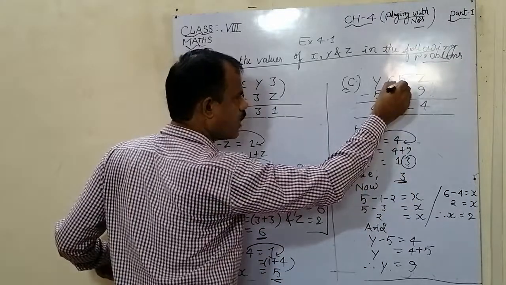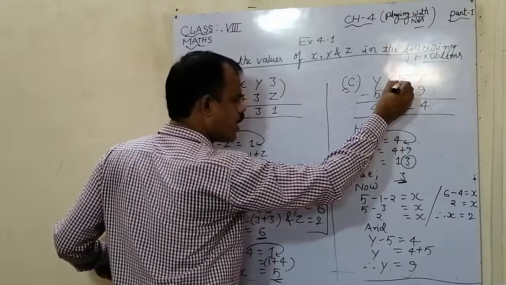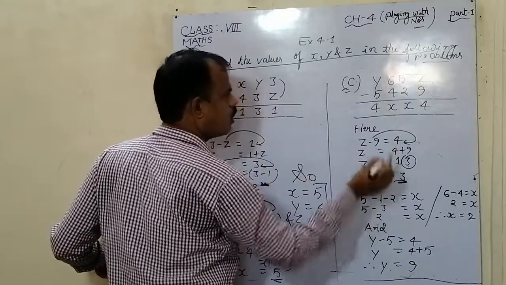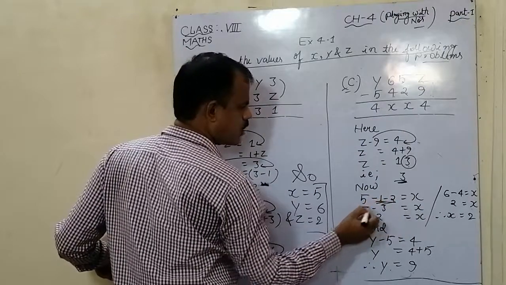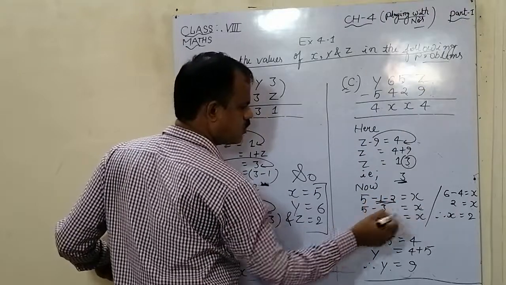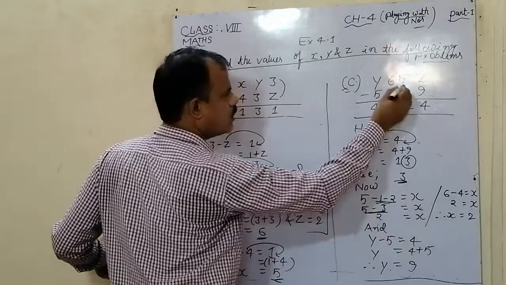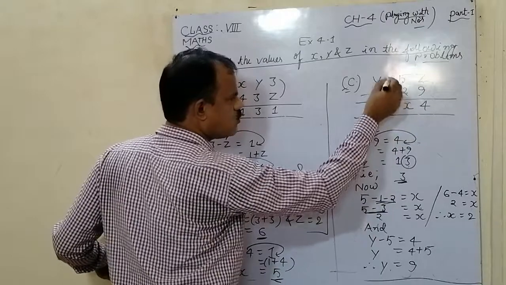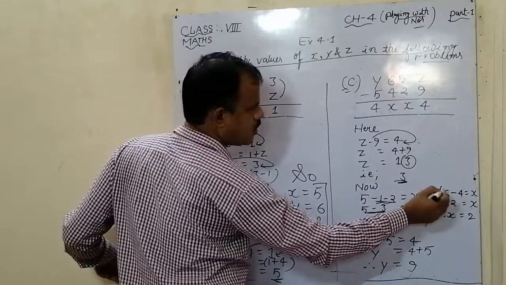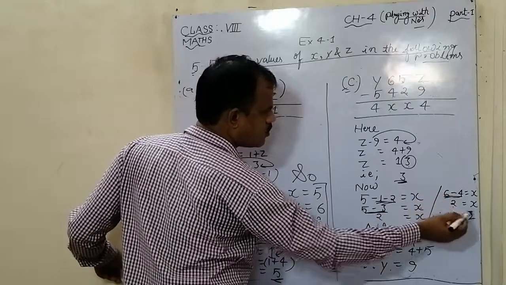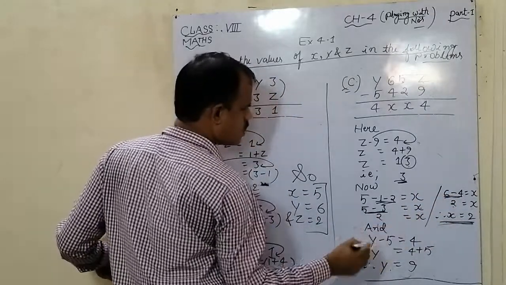Now see here, 5 and we have taken here a carry, 1 carry. So 5 minus 1 minus 2 equal to x. So minus 1 and minus 2. 5 minus 3 equal to x. So 5 minus 3 equal to 2, equal to x. So the value of x is 2. See here also, 6 minus 4 equal to x. So 6 minus 4 is 2. Here also the value of x is the same. So the value of x is 2.